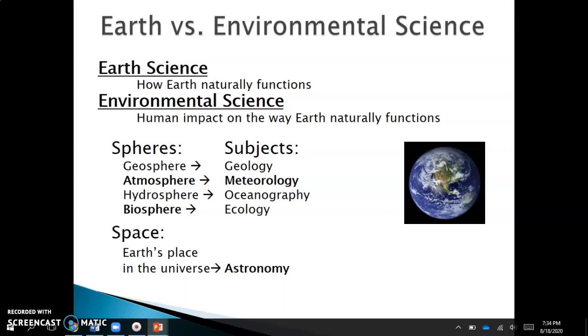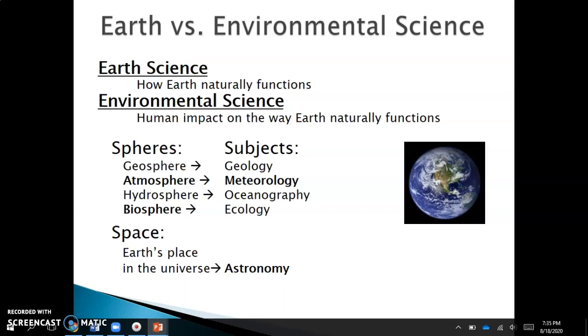So there are particular spheres of Earth science. This includes the geosphere, and the subject for the geosphere would be geologist or geology. So geologists would study geology and they would study the geosphere. Another sphere is the atmosphere. The subject that falls within studying the atmosphere is meteorology. Then we have the hydrosphere. If we break down the STEM word, hydro means water. So the subject of study for the hydrosphere is oceanography. So if you're an oceanographer, you study the oceans and you study water.